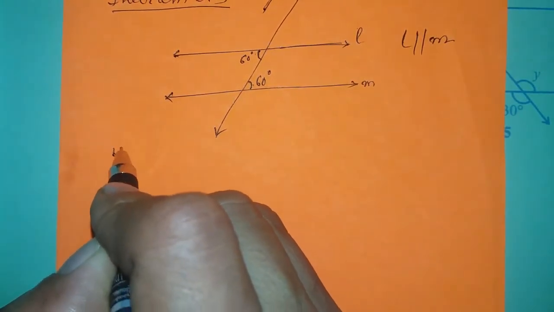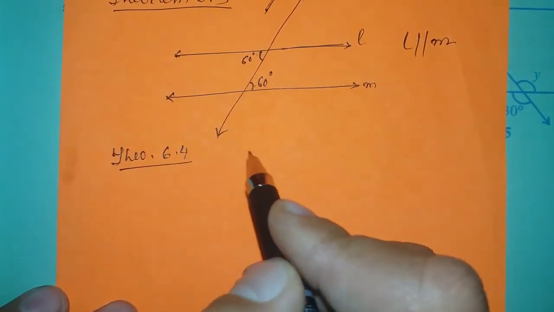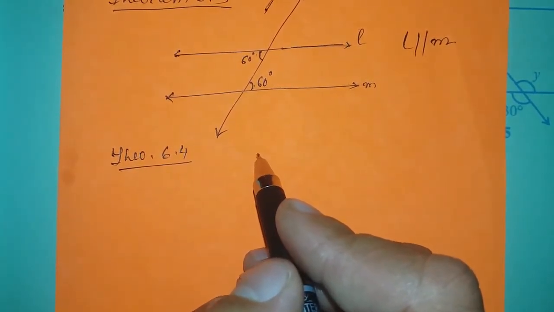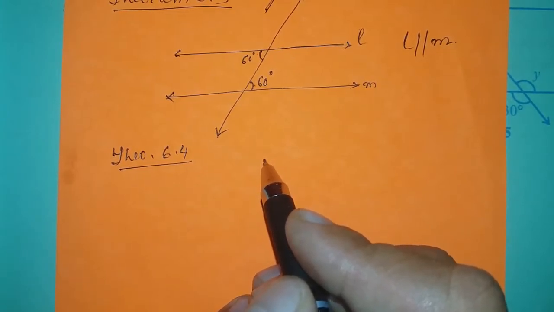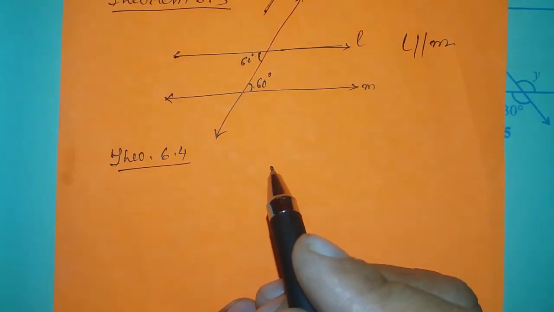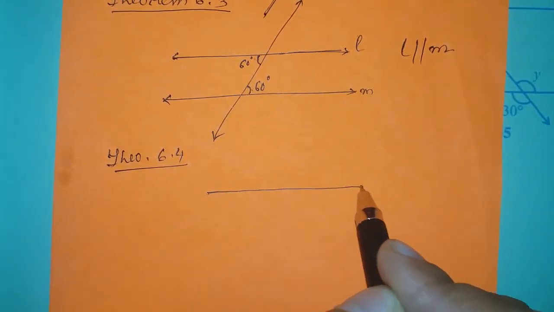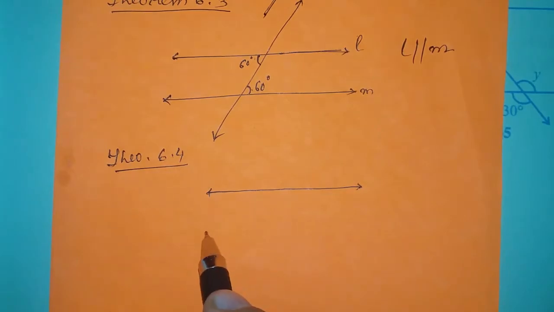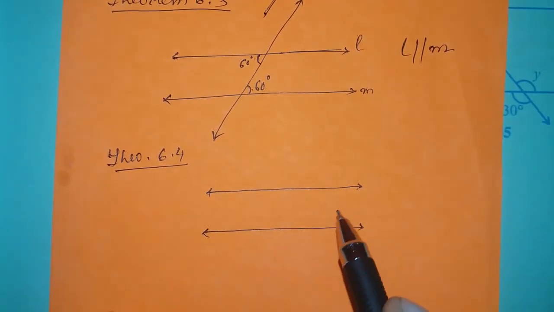Next theorem we have: if a transversal intersects two parallel lines, then each pair of interior angles on the same side of the transversal is supplementary. This is also a very important theorem which you will be using very often while doing exercises.